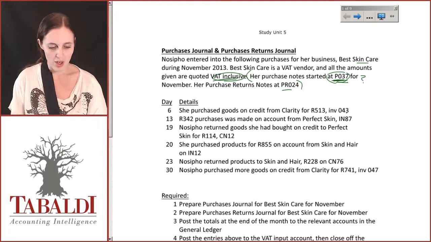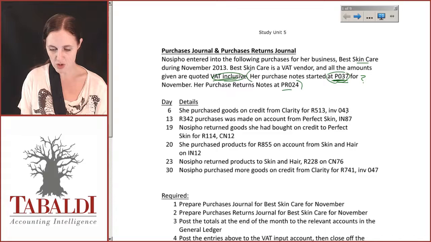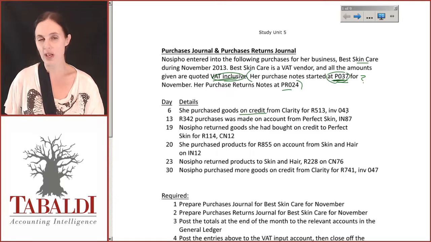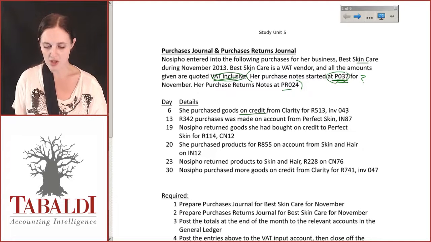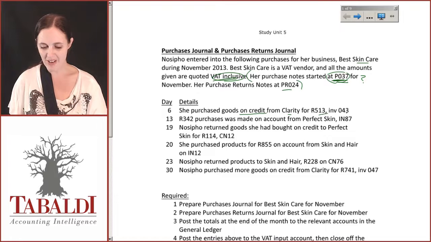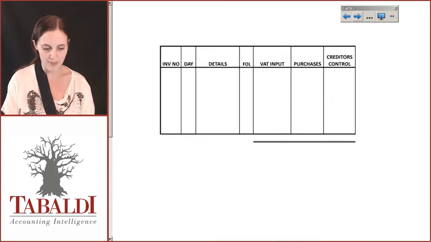So let's take a look at this. On the 6th of November, she purchased goods on credit from Clarity for 513, invoice 043. So again, this is on credit, which means it's not going to go into our cash payments journal. So this is our purchases journal from Clarity for 513, and our purchases note starts at P037. So let's just make sure we put this in correctly.